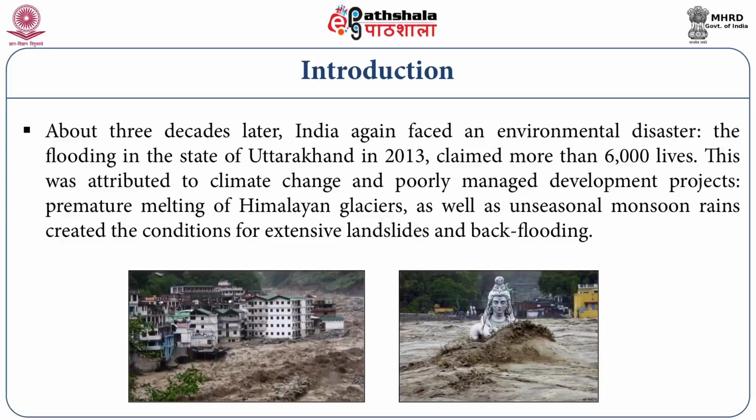About 3 decades later, there was another environmental disaster in India. This was the flooding in the state of Uttarakhand in 2013. Many of you might recall this, claiming more than 6,000 lives. This was attributed to climate change and poorly managed development policies, premature melting of the Himalayan glaciers, as well as unseasonal monsoon rains, creating the conditions for extensive landslides and backflooding.